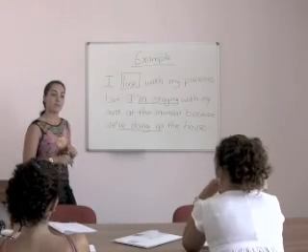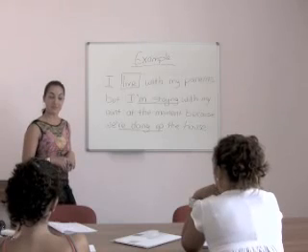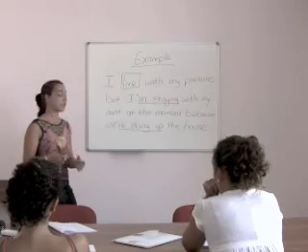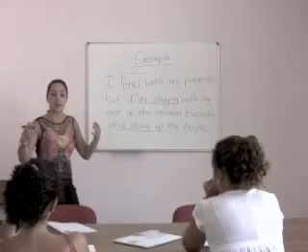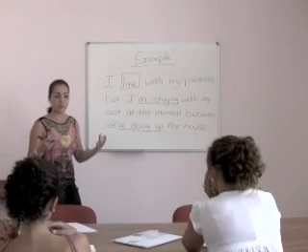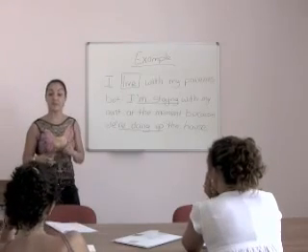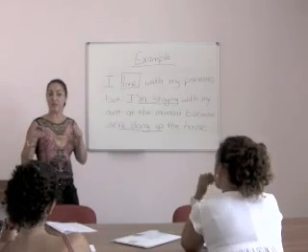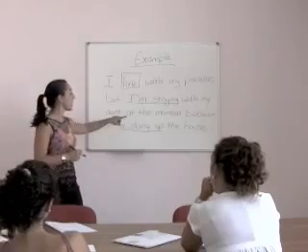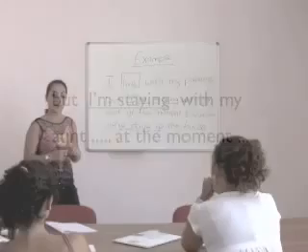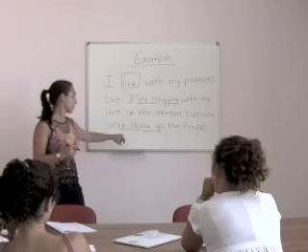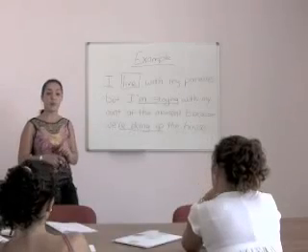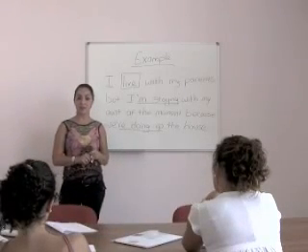I live with my parents always. Now I'm staying with my aunt. Okay, very good. I live with my parents. That's my everyday life. Okay, that is a permanent situation. But for the time being, so temporary situation, I'm staying with my aunt because in this moment we're doing up the house. So this was an overview of the present simple and the continuous. Thank you very much.